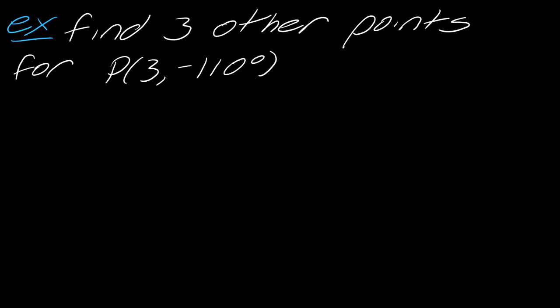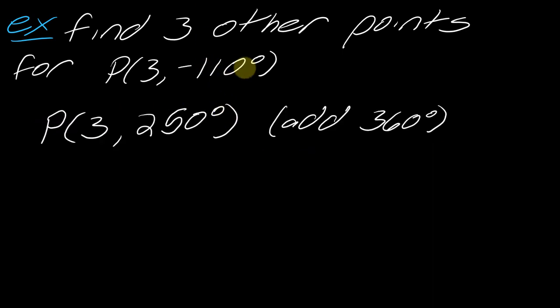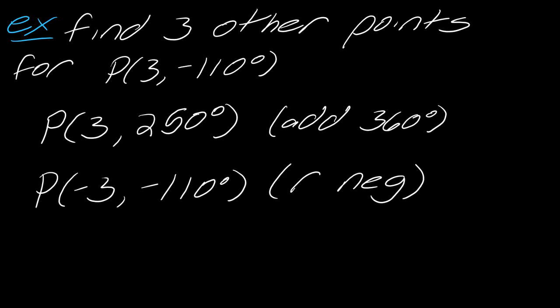So, find 3 other points for (3, -10). How would you go about doing this? Well, there are 2 levers that you can really pull. You can add or subtract multiples of 180, and you can play around with your r value, so you can make it positive or negative. So just playing around with that, if I added 360, which is a multiple of 180, right, I could have (3, 250). I could also make my r negative. That would be fine.